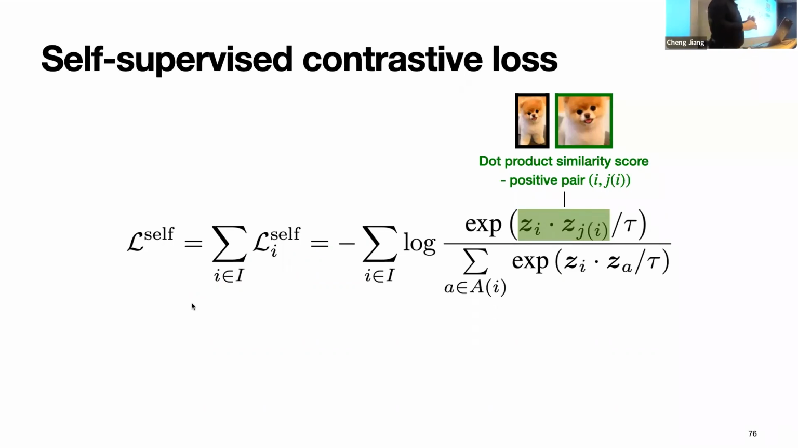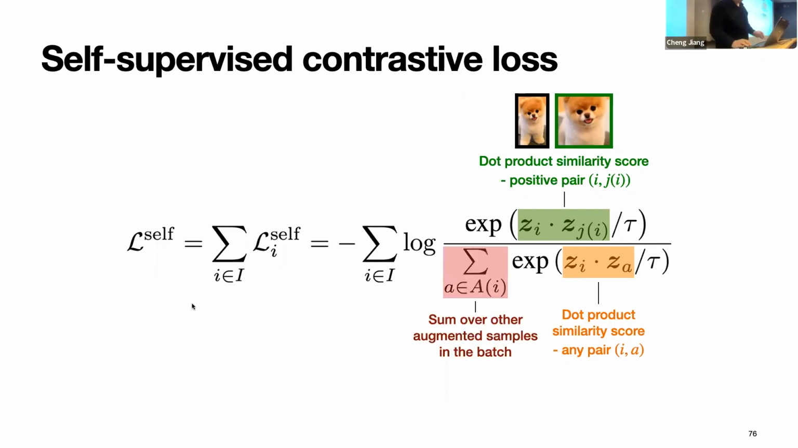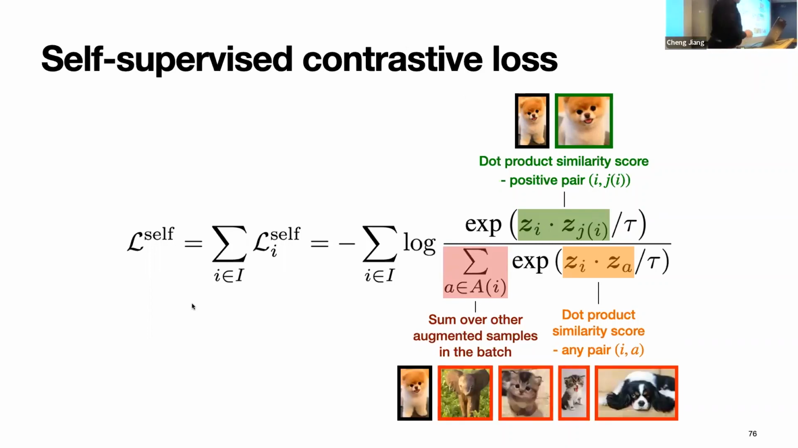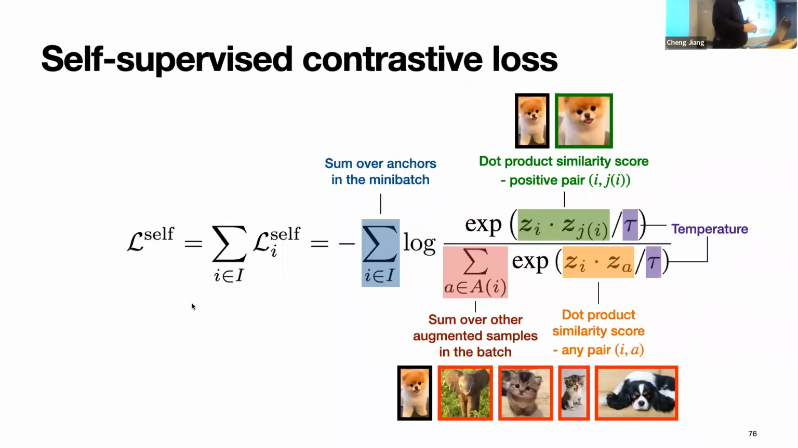And the denominator is what we're trying to maximize. We have a dot product similarity score of any pair, and we can see that this similarity score is being summed over all the samples in our mini batch. So that includes everything else, but also notice that there's the other dog that's here, since we don't really have this information in a self-supervised setting. And this loss is summed over all of the anchors, all of the images in our mini batch. And tau is a temperature hyperparameter to help us train the model better.